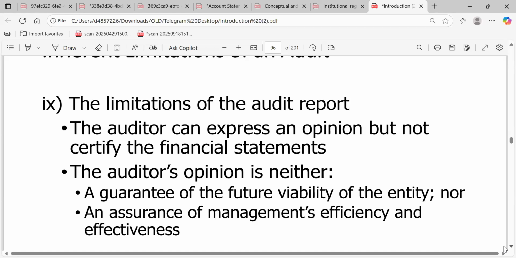An opinion is an opinion. He doesn't say the financial statement has been certified, that is to say, it is free from all errors and misstatement. So because of that, the auditor is also limited. Okay.